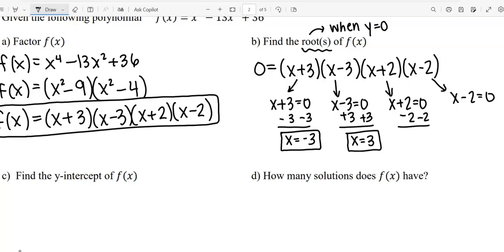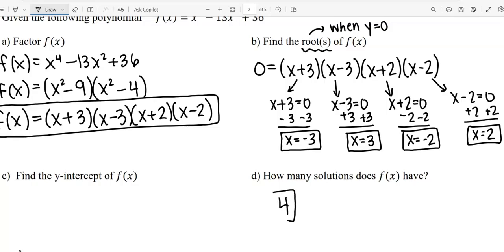Subtract 2 from both sides. You get x equals negative 2. And add 2 to both sides, and I get x equals 2. And I'm going to jump down and answer part D. It says, how many solutions does f of x have? I just found 4 of them, so 4. Just because the problems are written in a certain order doesn't mean you have to do them in that order. You can jump around as much as you see fit.